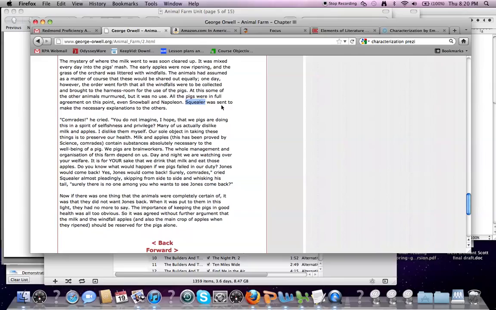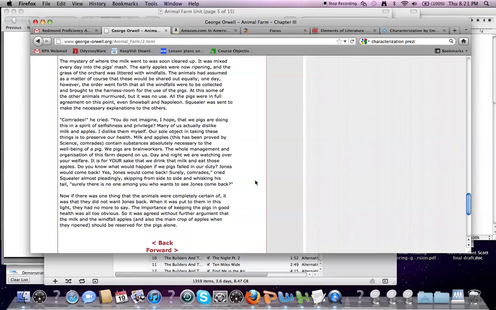Milk and apples, this happens to be proved by science, comrades, contain substances absolutely necessary to the well-being of a pig. We pigs are brain workers." They're the intelligent ones, so we need brain food. "The whole management and organization of this farm depend on us. Day and night we are watching over your welfare. It is for your sake that we drink that milk and eat those apples. Do you know what will happen if we pigs failed in our duty? Jones would come back. Yes, Jones would come back.